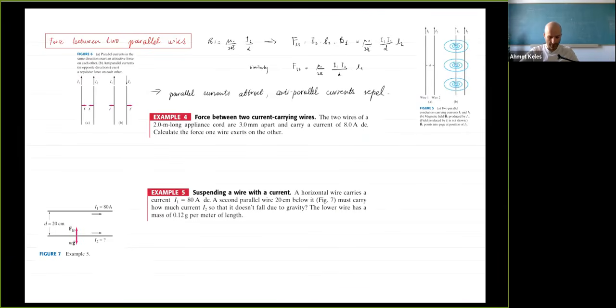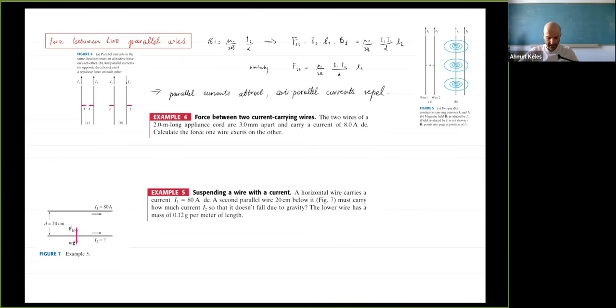Similarly, if you flip one of the currents, you just flip one thing in this equation, so you have to flip the forces. So wires with opposite currents will repel each other. They're kind of like Coulomb charges, but now we are talking about currents on wires.